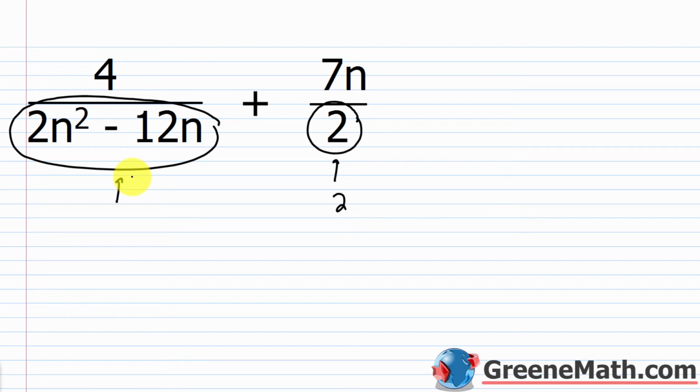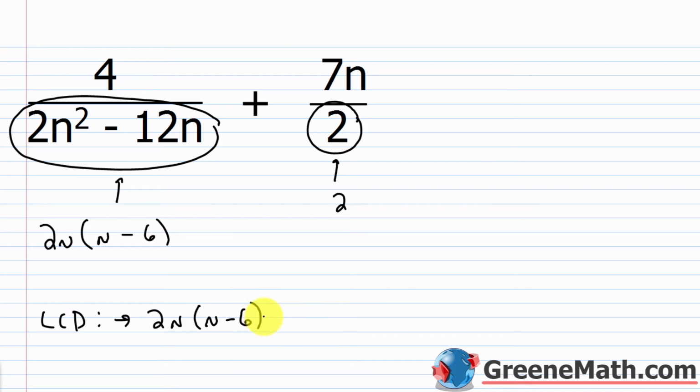Well, I could pull out a 2n. And then I would multiply that by the quantity n minus 6. So because this already has a 2, and this has a 2, when I think about my LCD, it would just have one 2 in it. So my LCD would have a 2, and then it would have the rest of this, times n, times the quantity n minus 6. So this guy right here already has all that. All I need to do is change this rational expression here.